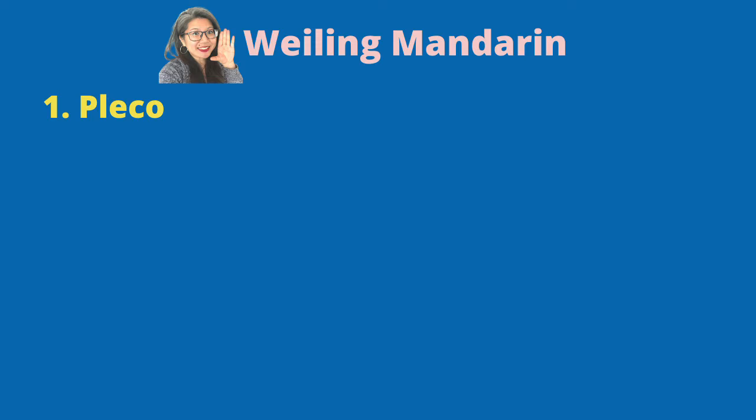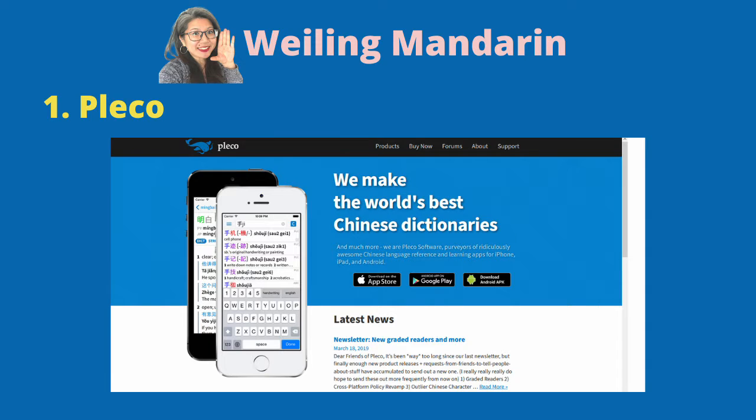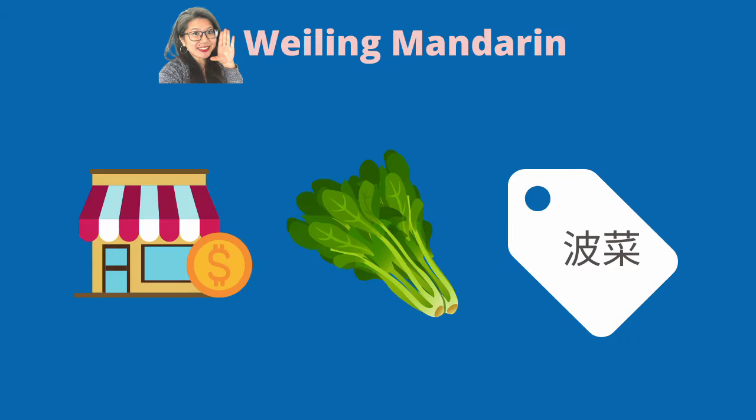Method number 1, Pleco. Pleco is a very powerful dictionary for Mandarin learners. I highly recommend downloading this app if you haven't. I will leave the link down below. In today's case, you don't know the letter on the label, but you want to know how it is pronounced.